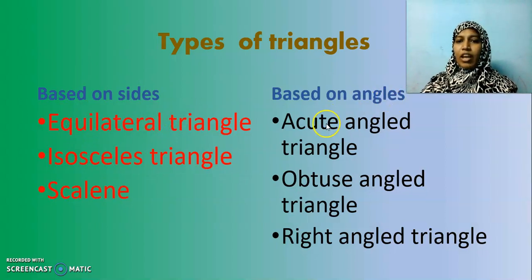Based on angles, we have the acute angled triangle, where all the 3 angles are acute. In an obtuse angled triangle, you will have at least 1 obtuse angle. Next, in a right angled triangle, surely one angle should be 90 degrees.